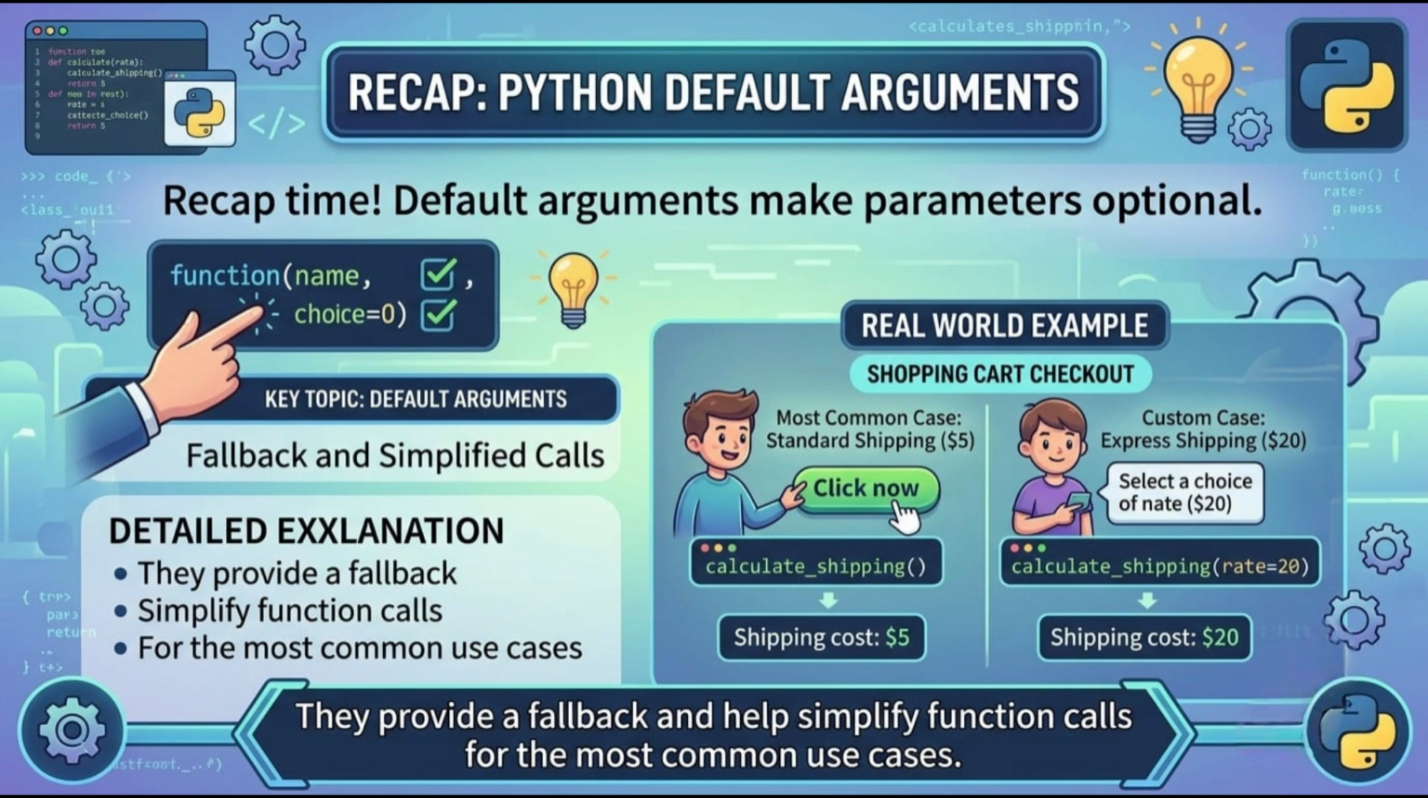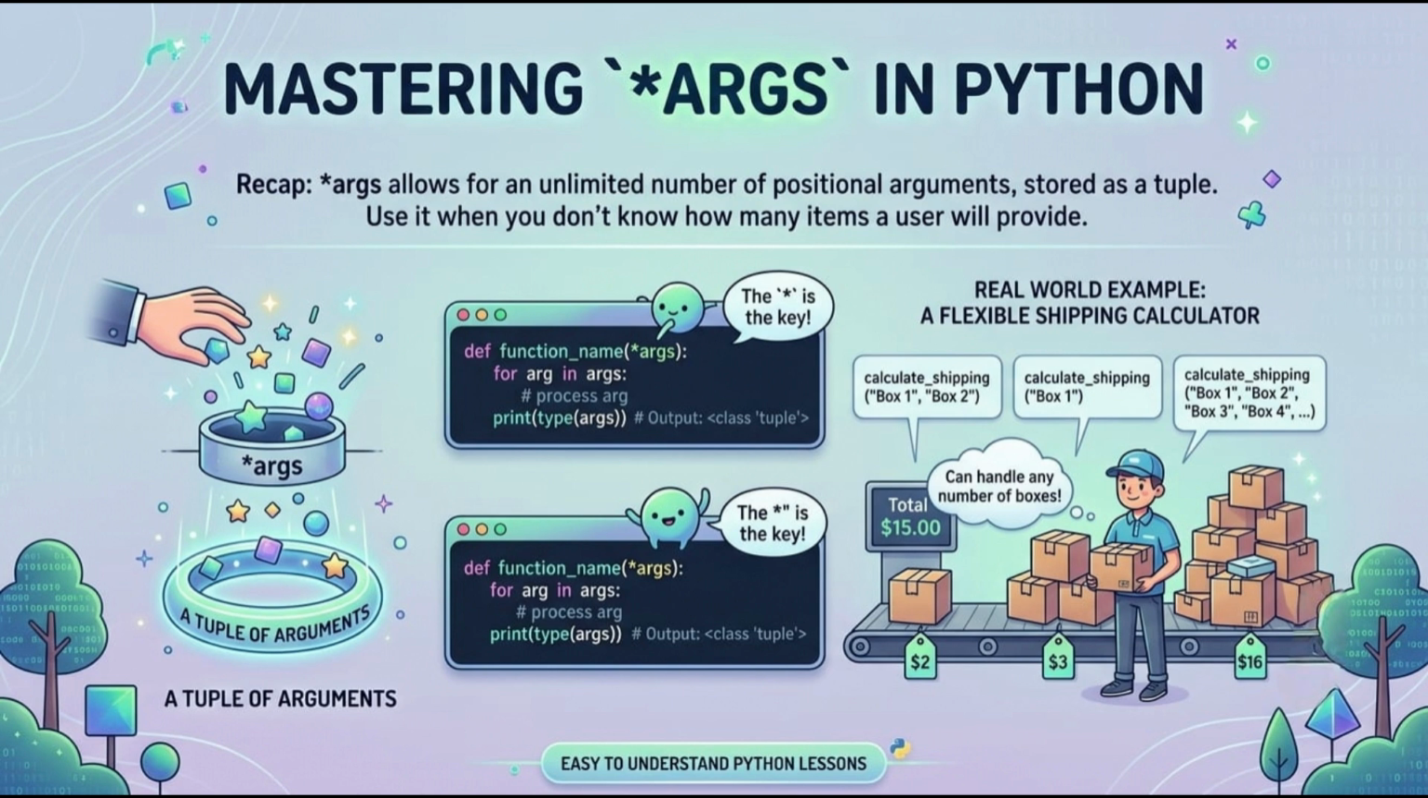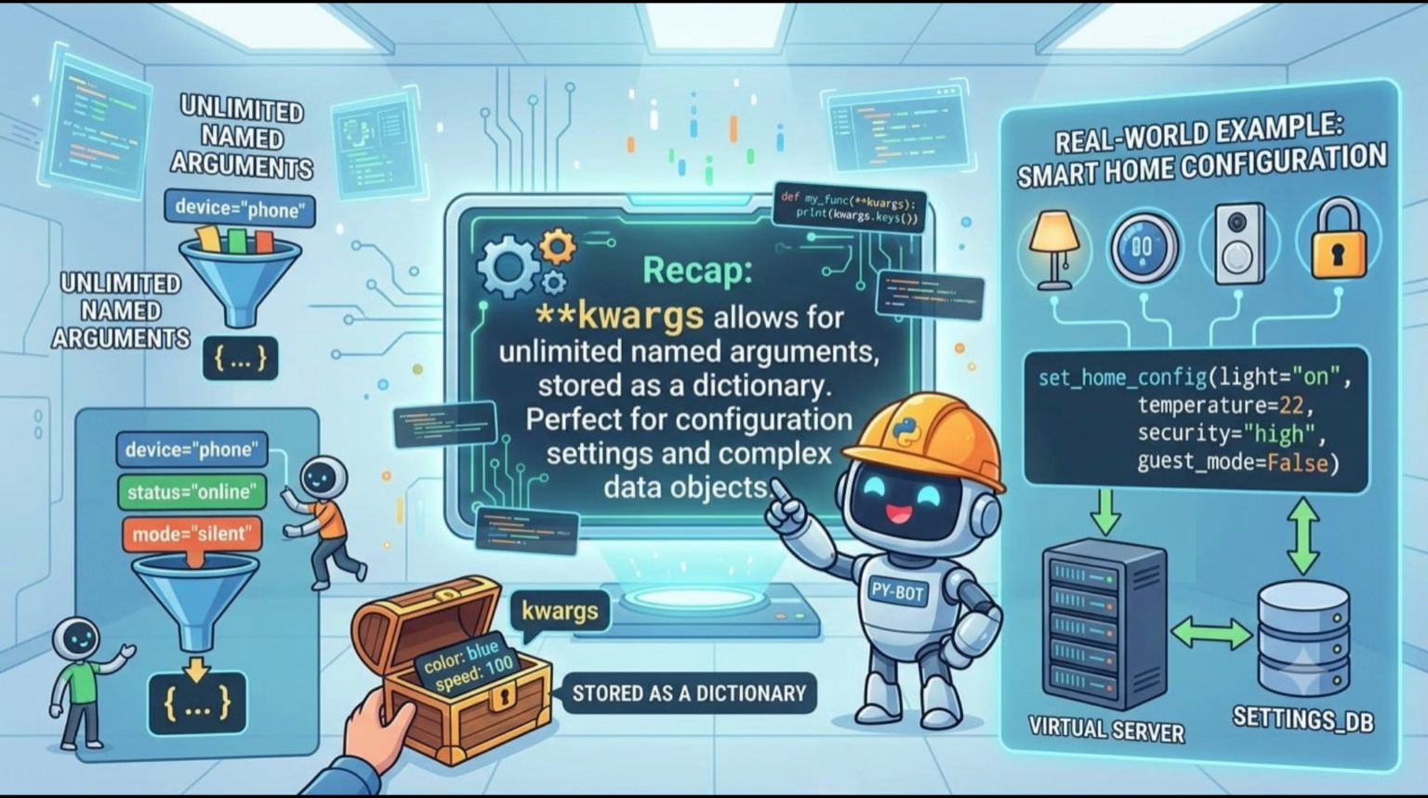Recap time. Default arguments make parameters optional. They provide a fallback and help simplify function calls for the most common use cases. Recap: *args allows for an unlimited number of positional arguments stored as a tuple. Use it when you don't know how many items a user will provide. Recap: **kwargs allows for unlimited named arguments stored as a dictionary. Perfect for configuration settings and complex data objects.